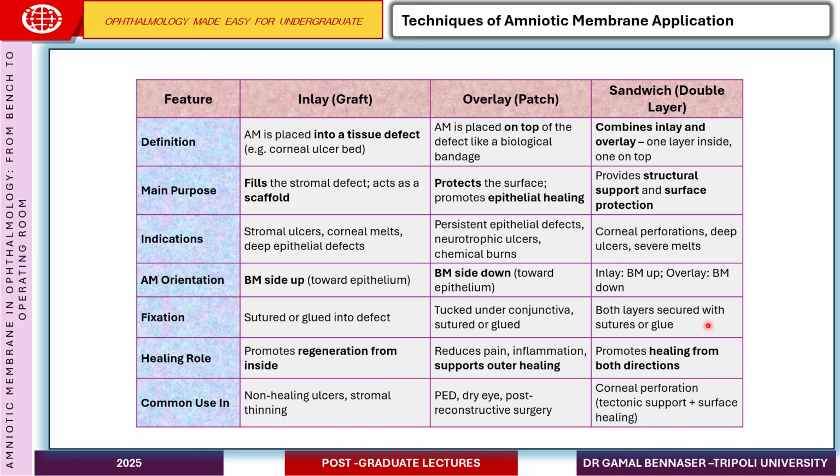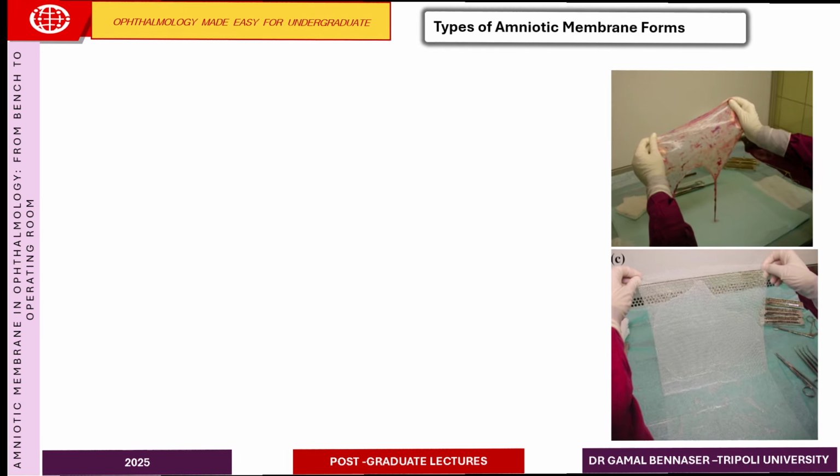And finally, as I said, there is a huge range of application for these types of grafts in persistent epithelial defects, in dry eye, and also in ocular surface reconstructions. And these are the most common types of applications of amniotic membrane that are done by most of the doctors.